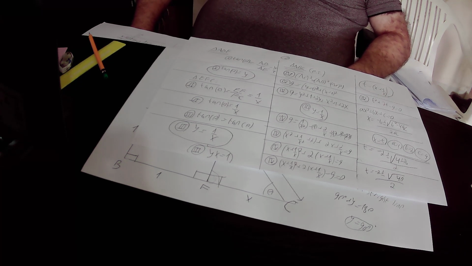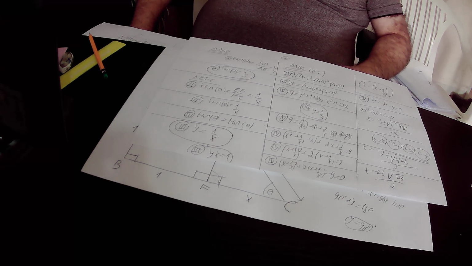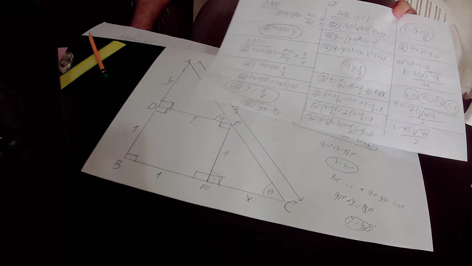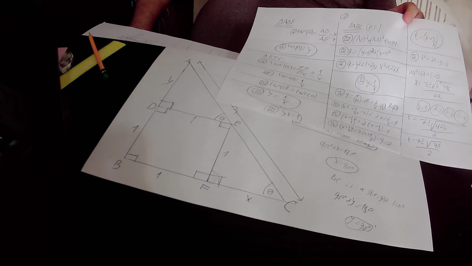That is to say, if Y equals 5, then X must be equal to 1 over 5. Okay, X and Y are two inverse numbers. Then we focus on the right triangle, triangle ABC.